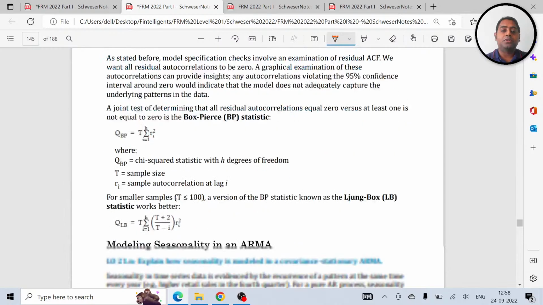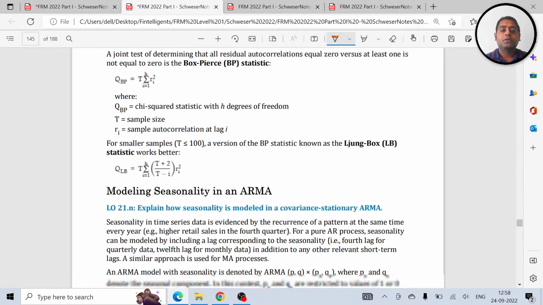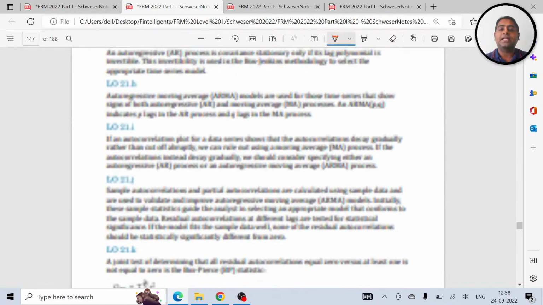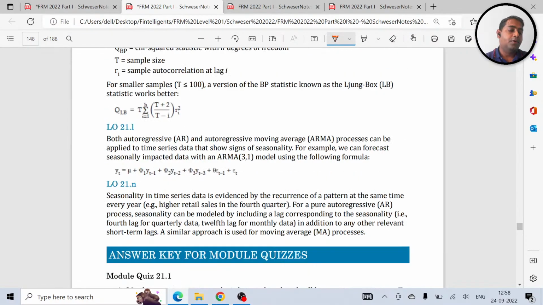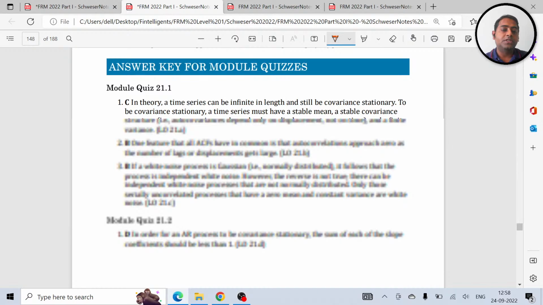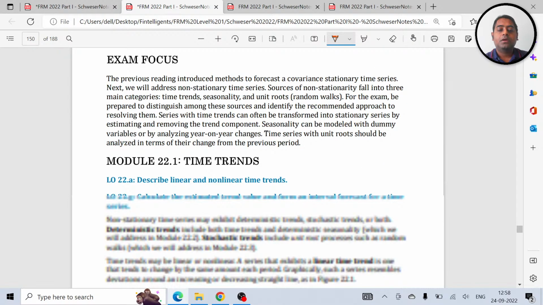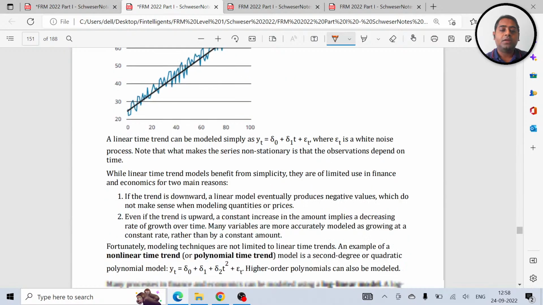Testing autocorrelation, not very, very important. We are going to move towards the non-stationary time series now. Time trend, fairly simple, easy part. This section you should not miss.